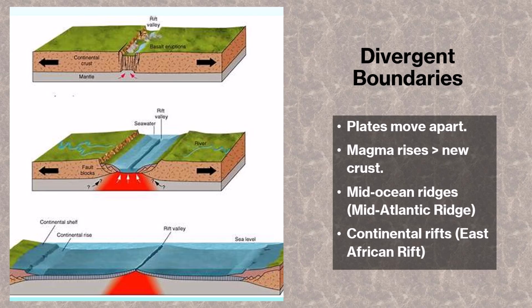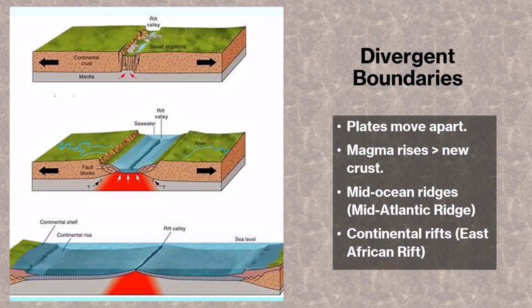Now, divergent boundaries occur where tectonic plates are moving away from each other. In oceanic settings, this process forms mid-ocean ridges, where magma from the mantle rises to the surface, cools, and creates new crust. One of the best known examples is the Mid-Atlantic Ridge, which runs down the center of the Atlantic Ocean and is slowly pushing Europe and the Americas further apart.